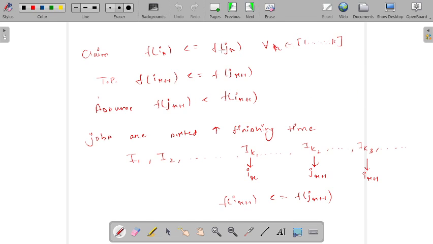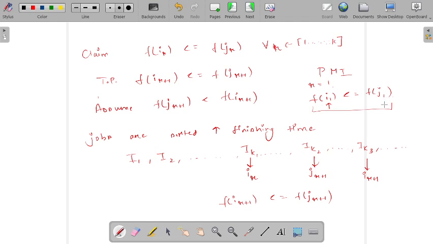So we will use proof by mathematical induction. For r equal to 1, it is very trivial. That means the finishing time of I1 is less than or equal to the finishing time of J1. Since we have already sorted the intervals in increasing order of finishing times, I1 has the least finishing time. So this statement is always true.